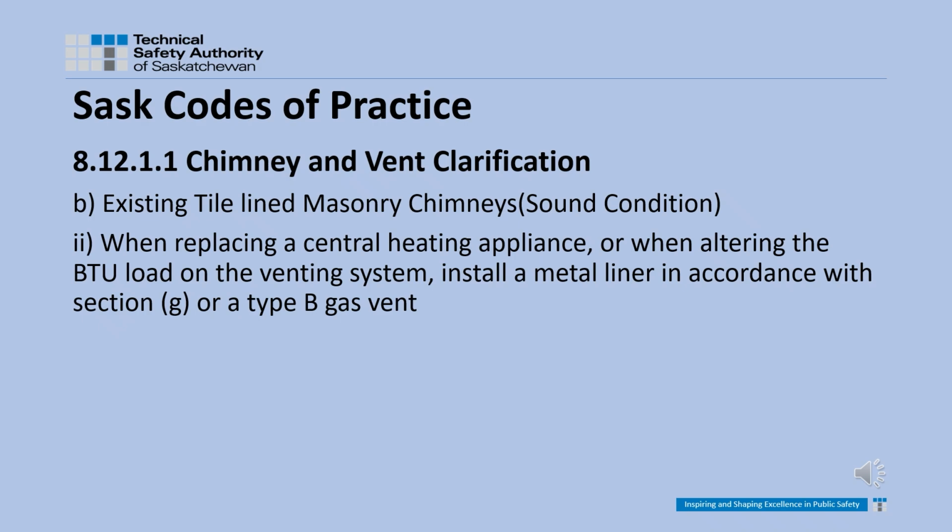This is an existing code of practice that was reworded to say a central heating appliance and not the central heating appliance. The altering of BTU load was also added due to situations where there was a significant reduction of BTU load on the chimney, but the central heating appliances were not touched. An example is a commercial building where 2 natural draft water heaters were removed and replaced with a bank of hot water on demand units, reducing the BTU load on the chimney by nearly 400,000 BTUs.